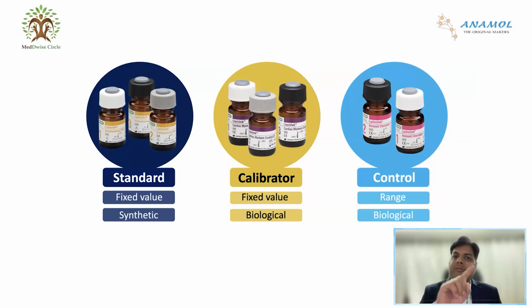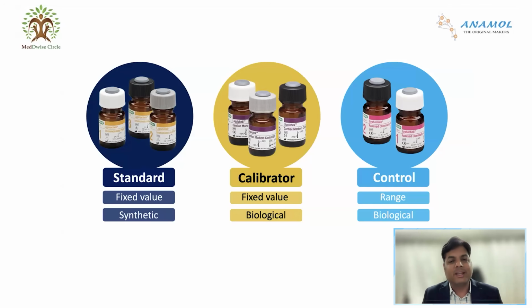So this range of 100 to 130 is very, very important for control. When we talk about control, the values will always be within a range. And when we talk about a calibrator, the value will always be fixed. It will not be in a range. It will be a fixed value. This is the difference between calibrator and control.